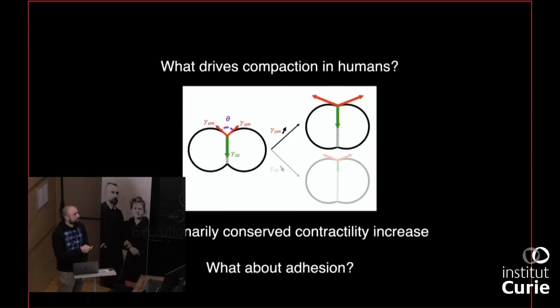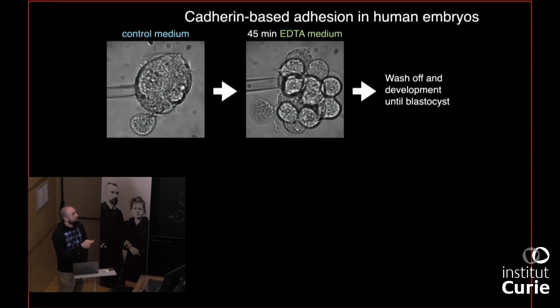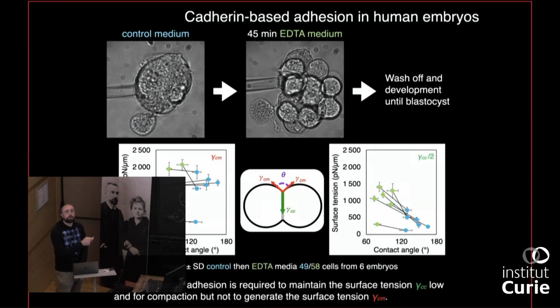We also looked into adhesion, because adhesion is supposed to be the main thing. And so we block cadherin-mediated adhesion using a medium which does not have calcium. So the C in cadherin is for calcium-dependent adhesion molecule. And if you chelate all the calcium from the medium, the embryo decompacts. So that's something which is very well known. But when we look at the tension, gamma CM, it's not changed. The tension gamma CM, which is what drives compaction, is not depending on the activity of cadherin adhesion molecules.